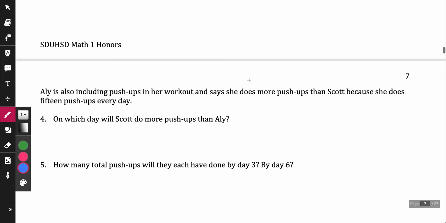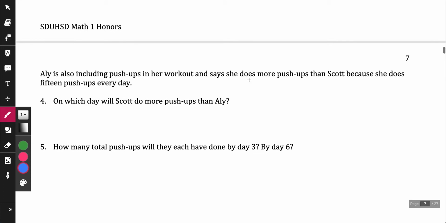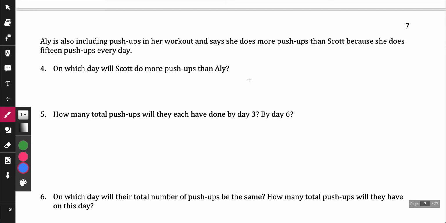So now it says, Allie is also including push-ups in her workout and says she does more push-ups than Scott because she does 15 push-ups every day. On which of the following days will Scott do more push-ups than Allie? So, let's go ahead and look at this now. Well, I know that she does 15. So there's a few ways to look at this.